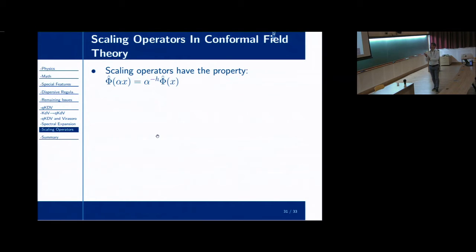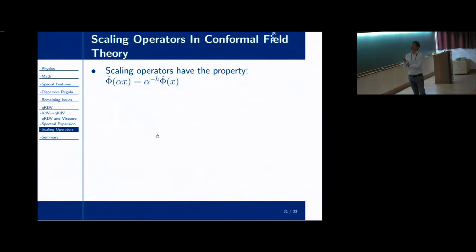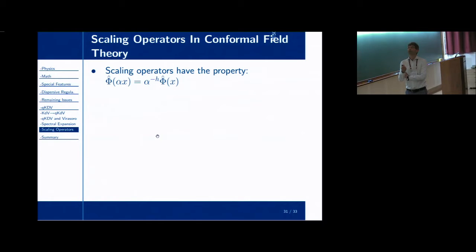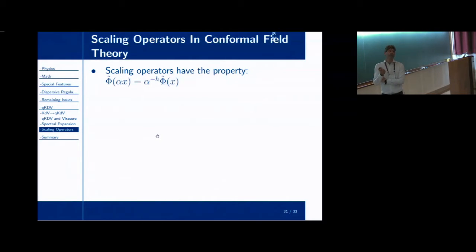And the basic property of these fields is their scaling invariance. If I take the field at alpha x, this is the same as the field at x. So I do a scaling transformation of space. It does nothing to the field phi except multiply it by a factor, and this factor is the scaling alpha that I introduced to some power h, which is the conformal dimension of the field phi. And these h's actually have a discrete spectrum in conformal field theory.